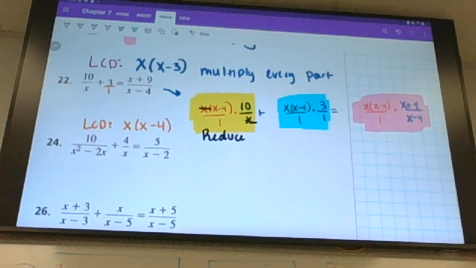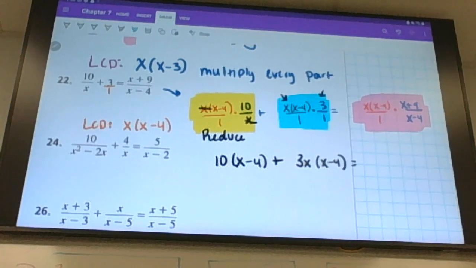The x is reduced. So I have 10 times x minus 4 plus. And the second one, none reduces. So this 3 in the front and the x in the front, they can partner up. And this is 3 times x minus 4. The 3 and the x go together. And then the x minus 4 is crossed out. So this would be x plus 9. And honestly, that's really the only part that's new to you.